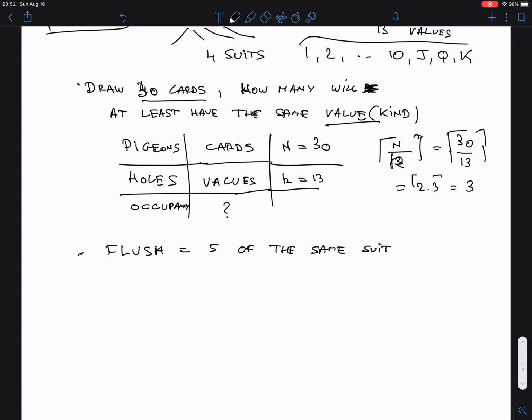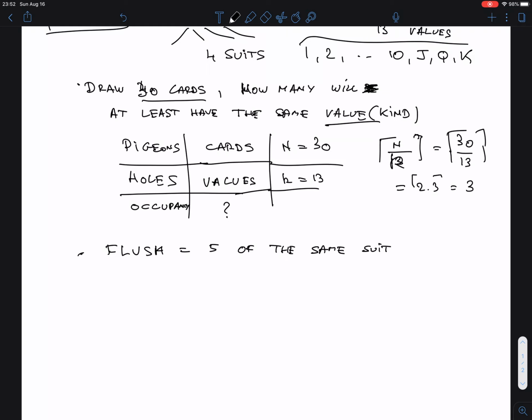By the way, in real poker, you can only draw 5 cards. So in other words, it's very hard to actually draw a flush. That's why a flush is highly valued. If you have a flush, bet some money, okay?